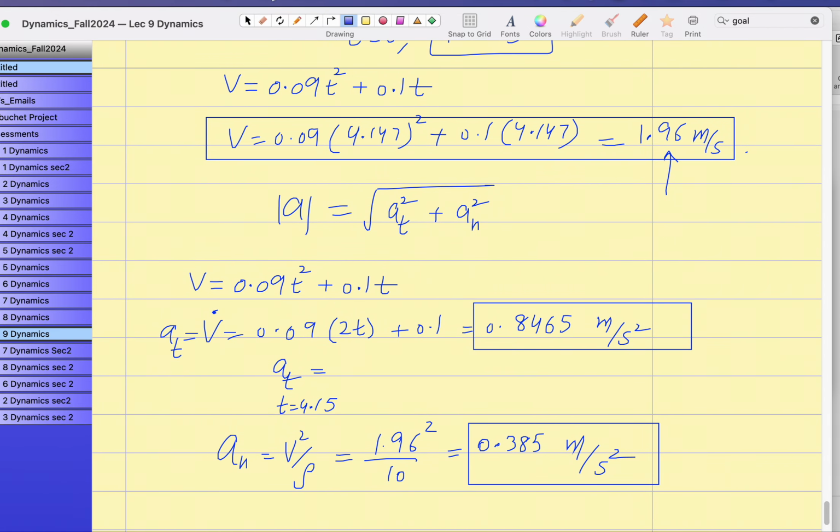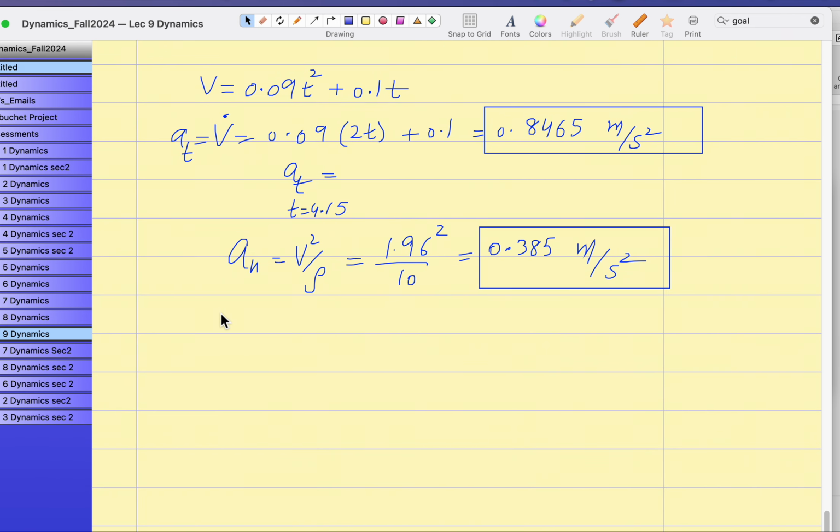Now we are able to find the magnitude of the acceleration since we have both components. I'm grabbing this formula again and plugging in everything. Now you need your calculator to solve this. If you solve this, you should get 0.93 meters per second squared. Any questions?